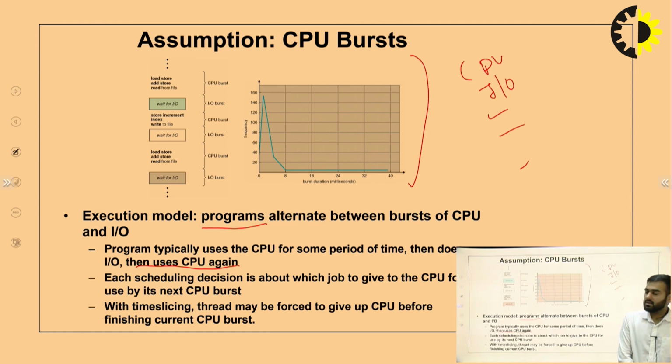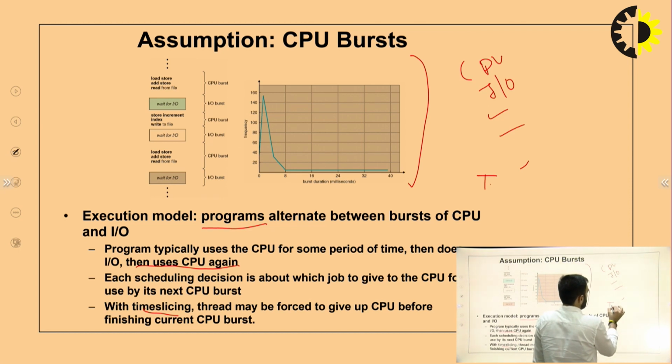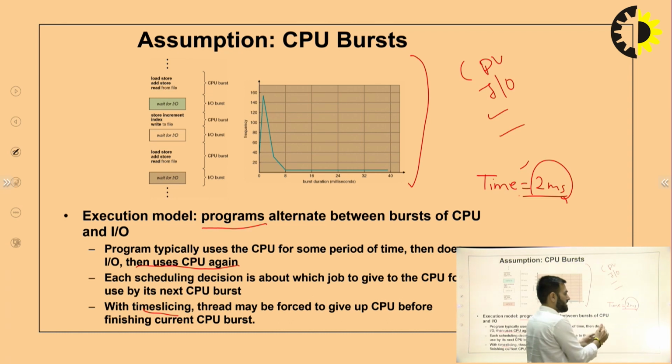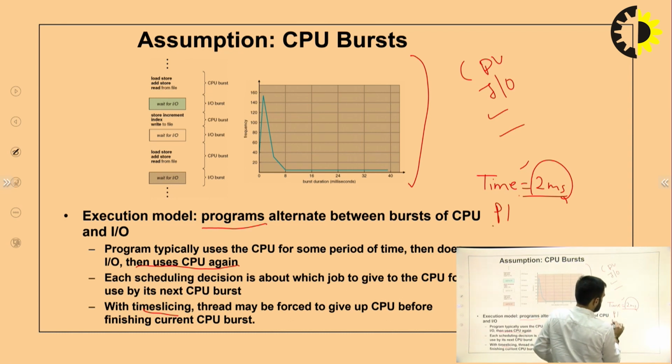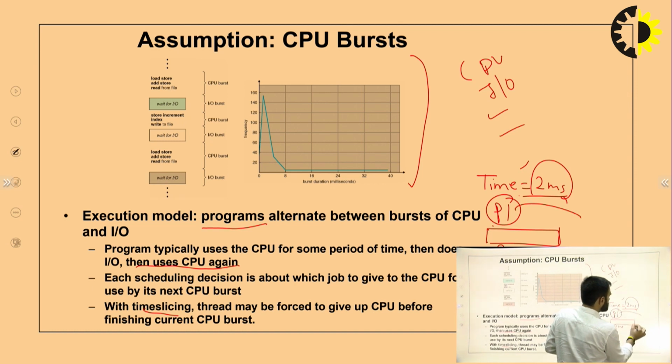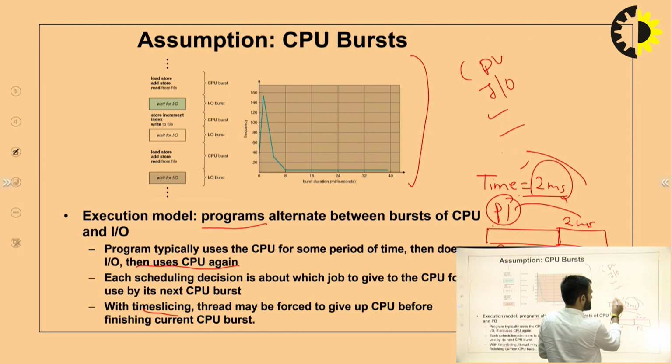With time slicing, which is nothing but a time frame. Let's say the time slice is already given for the process: time equals 2 milliseconds. After every 2 milliseconds, there is a context switch. The control will be given to the next process. Let's say process P1 is executing in the CPU for 2 milliseconds. Then there is a forceful preemption of process P1, and the control will be given to process P2 for the next 2 milliseconds. So this is the basic idea about time slicing.